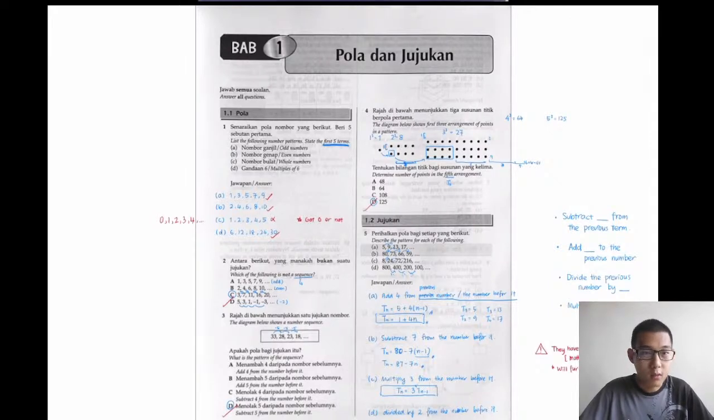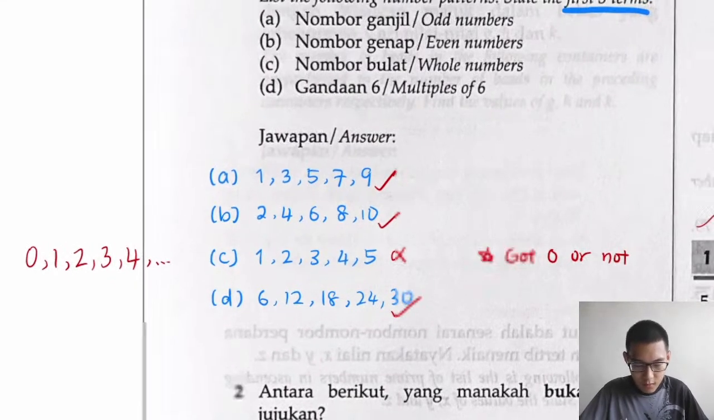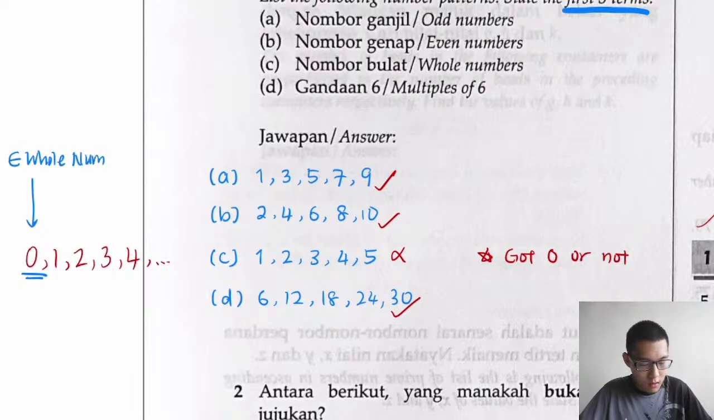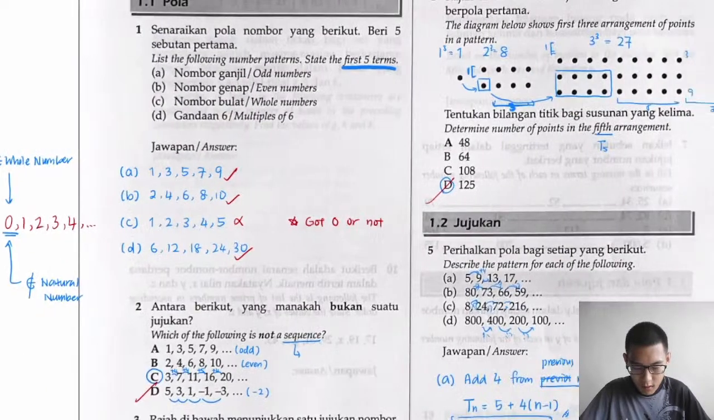Okay, pattern and sequence. So there's some things I need to do correction first. This one. For the whole number, we need to add a 0. We must include a 0 in whole number, while in natural number we do not include it. So this answer was wrong already.